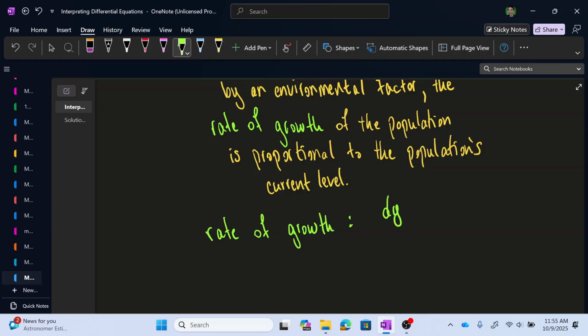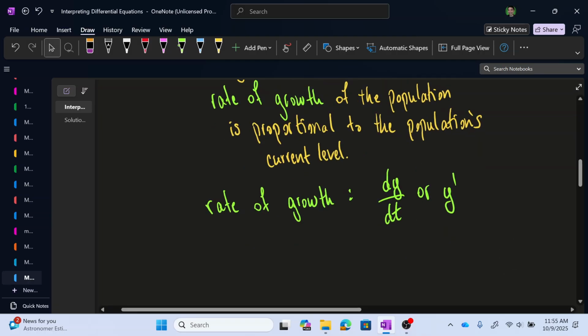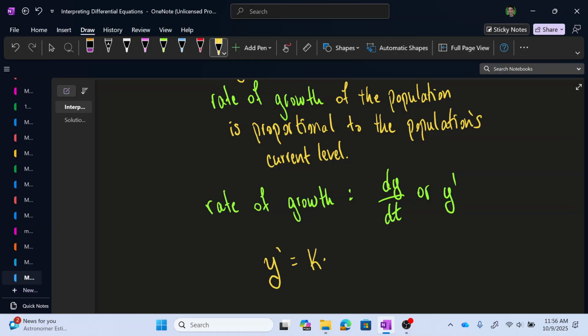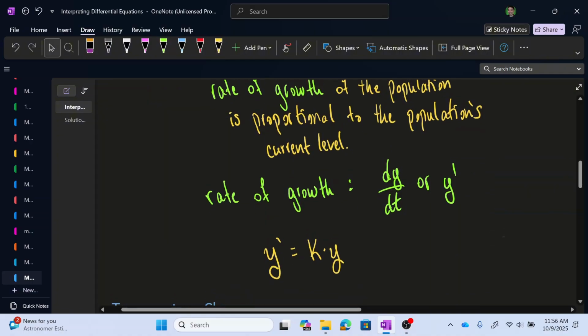The derivative of the population with respect to time, symbolically here called dy/dt, or we could also say y prime. So when we say that the rate of growth of the population is proportional to the population's current level, that translates directly into the mathematical equation that the rate of growth, y prime, is proportional to, so it's equal to a constant multiple of, whatever population you have right now.